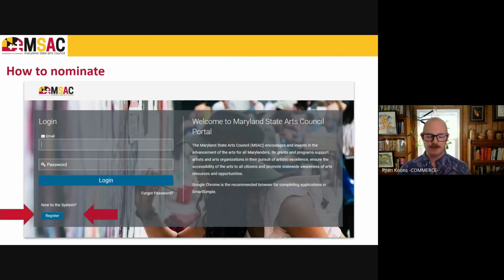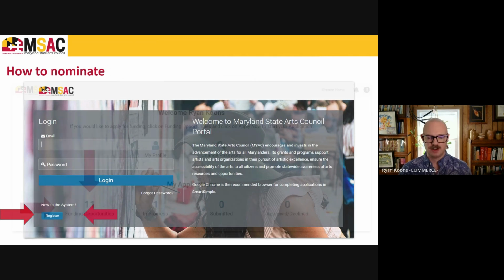To make the actual nomination, that occurs within MSAC's grants management software entitled Smart Simple. You can find a link to Smart Simple at the top of any MSAC website page. Just go to msac.org. Signing up for our Smart Simple account is free. And if you don't already have an account in Smart Simple, you can register using that register button. You'll see two red arrows on the slide pointing to that button. And again, registration is free.